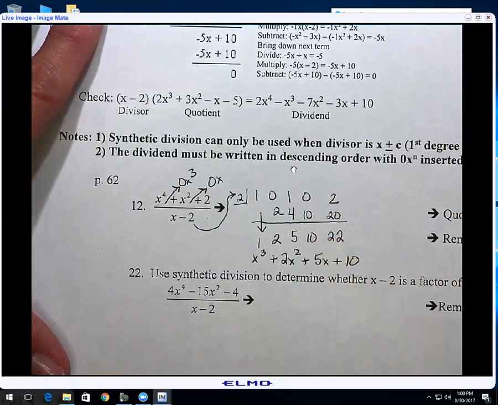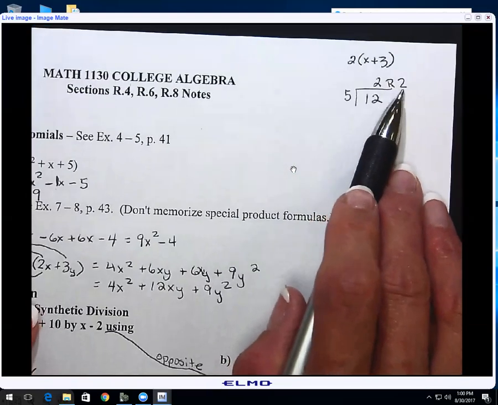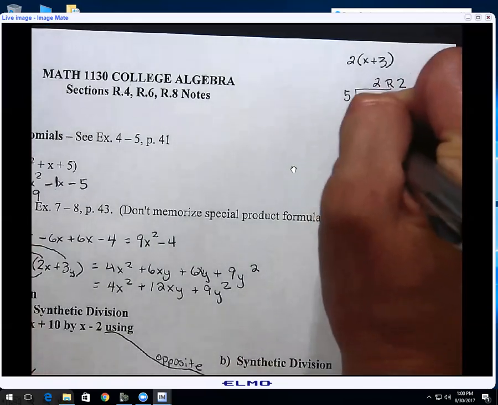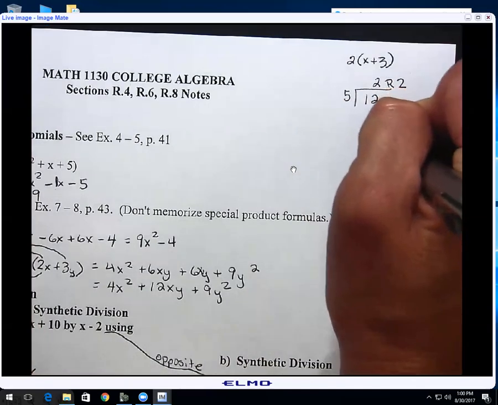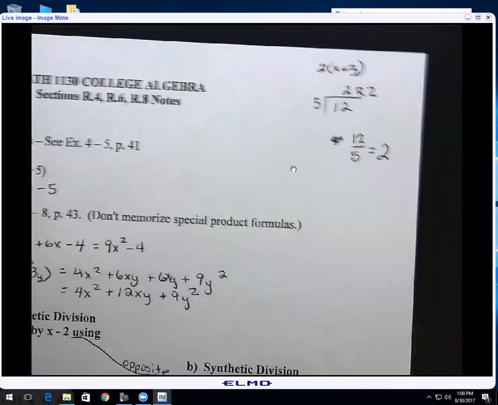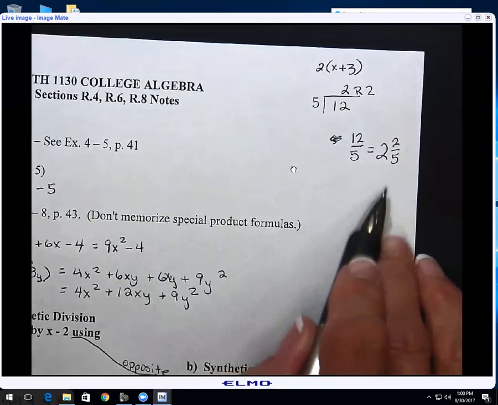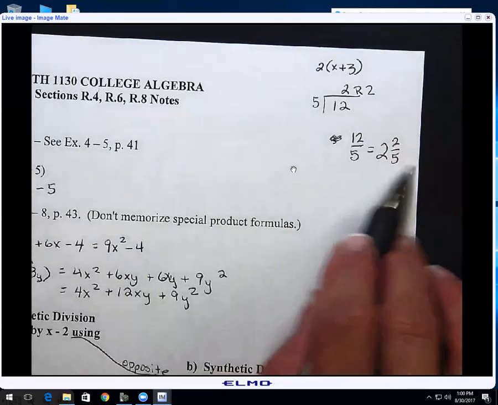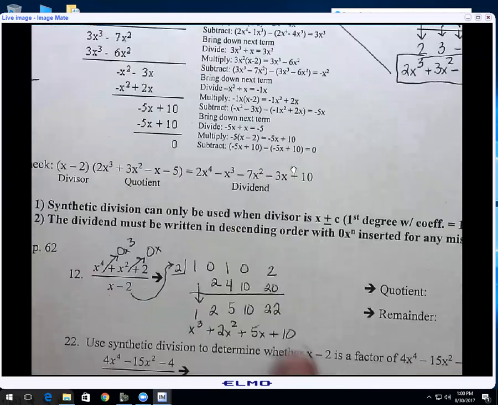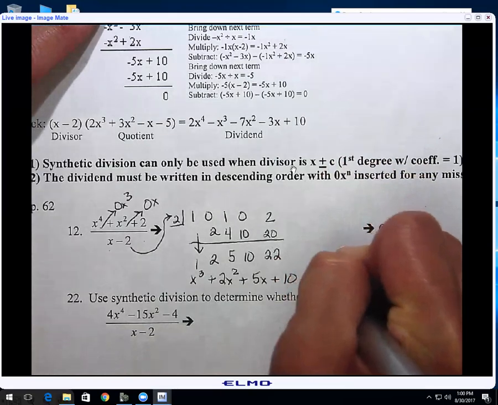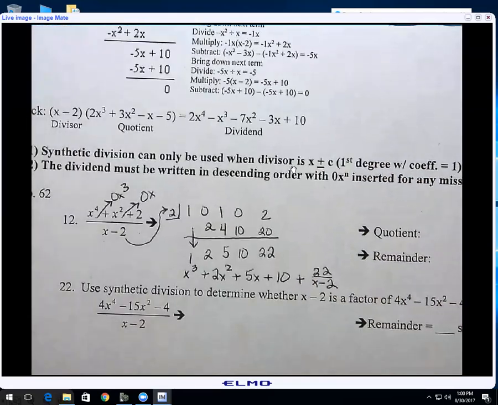It's my remainder. And you may remember in basic math, we could either write R2 to indicate the remainder is 2, or sometimes we wrote 12 divided by 5 is 2, and then we put the remainder back over the divisor. 12 fifths is the same as 2 and 2 fifths. We put that remainder back over the divisor. We can do the exact same thing in algebra. Put that remainder, 22, back over the divisor, x minus 2.